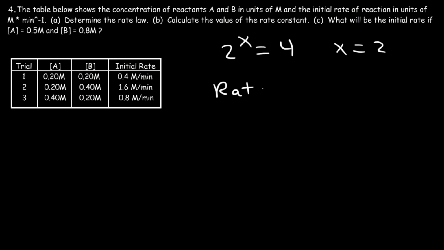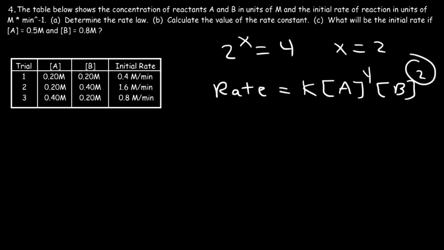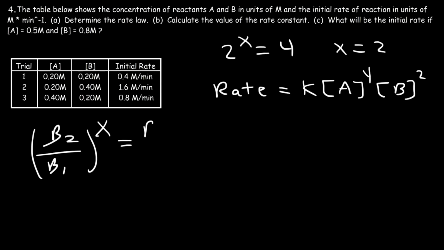So when we write the rate law expression, let's say for A, we don't know what the order is, so I'm just going to put a y variable. But for B, we know it's second order. So anytime the concentration doubles, and if the rate quadruples, you know it's second order. But if you wish to calculate the two, if you want a step-by-step process, here's what you could do. We can use the formula B2 over B1 raised to the x is equal to R2 over R1.